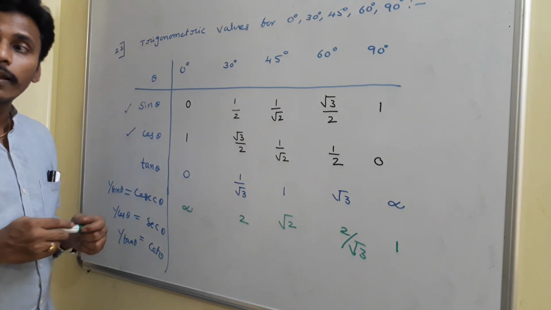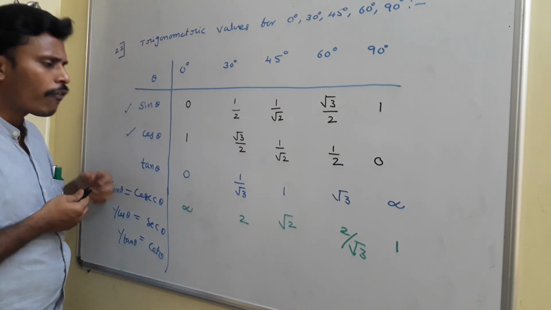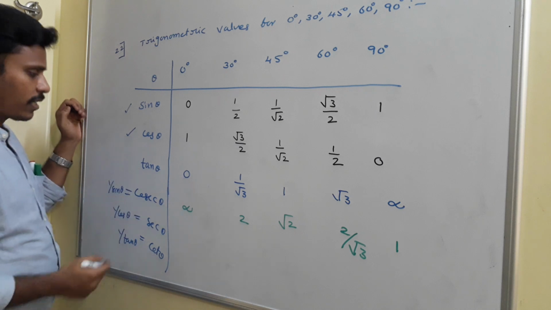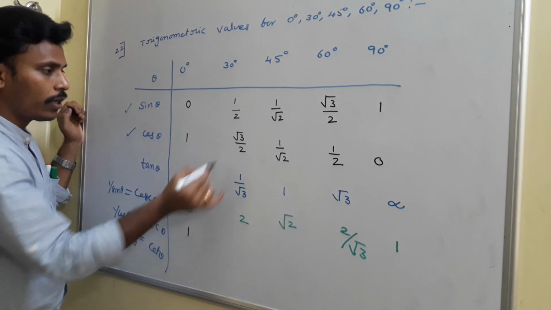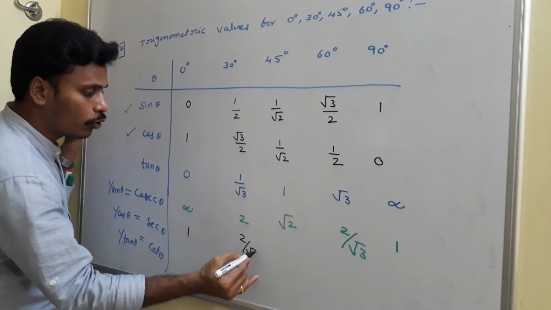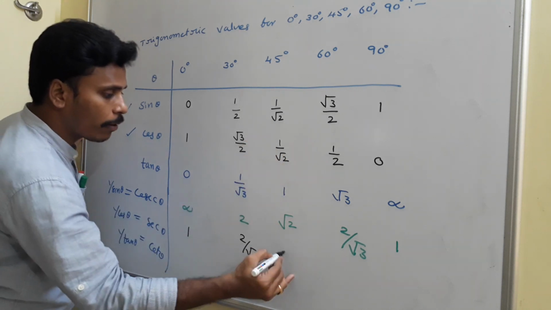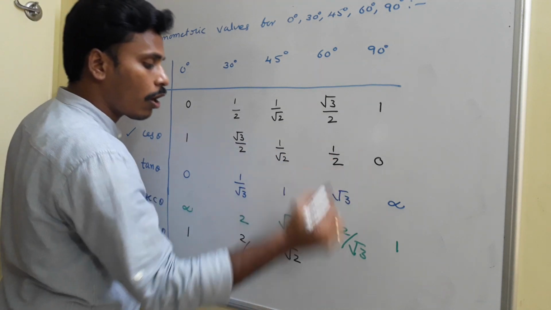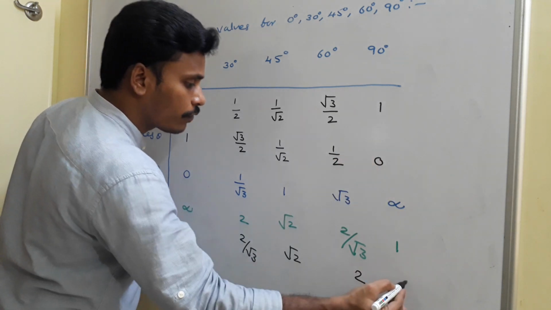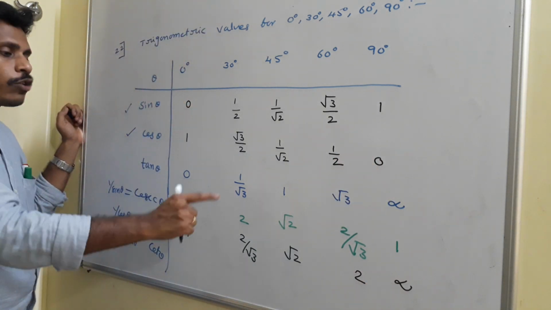In a similar manner, you can find the reciprocals of cos and tan also. Reciprocal of 1 is 1, reciprocal of root 3 by 2 is 2 by root 3, reciprocal of 1 by root 2 is root 2, reciprocal of 1 by 2 is 2, and reciprocal of 0 is again infinity. These are the values of secant theta.